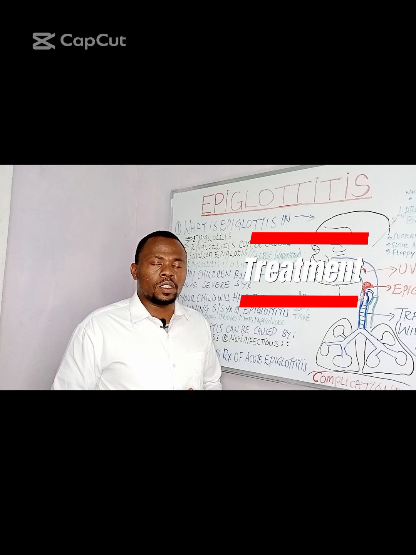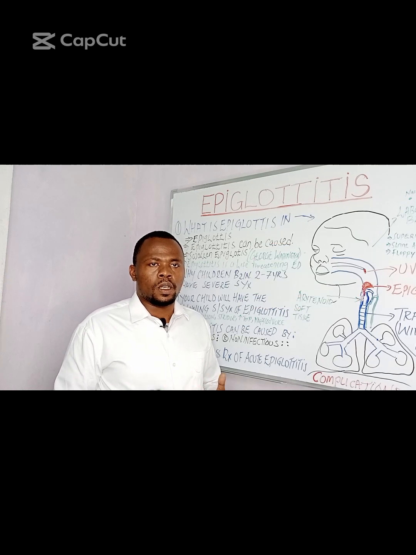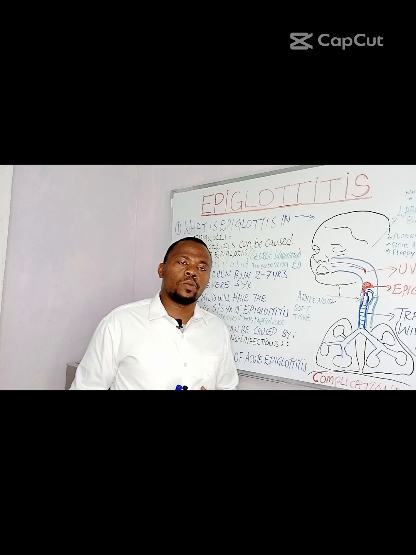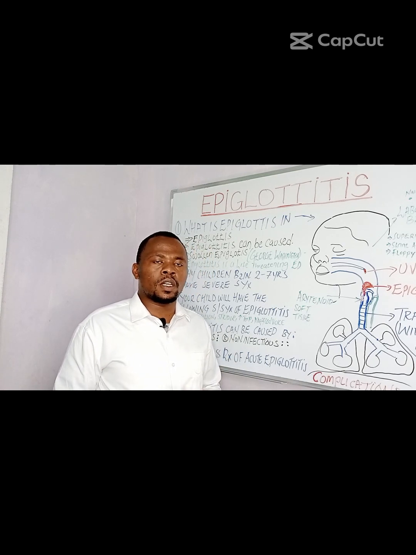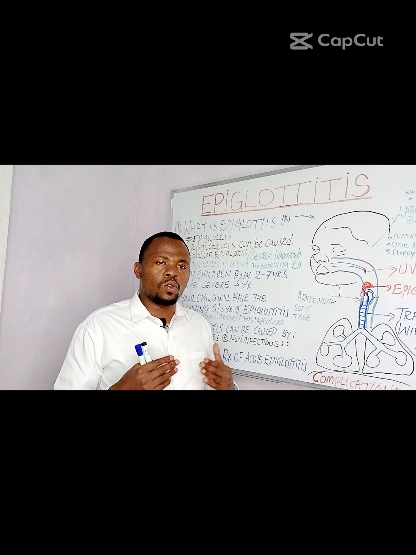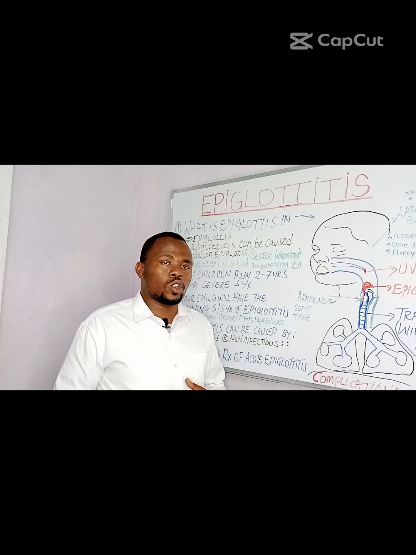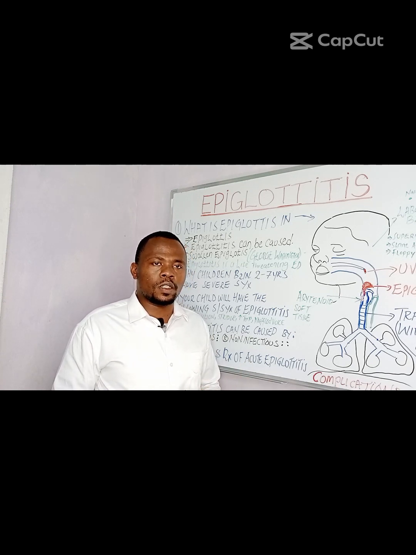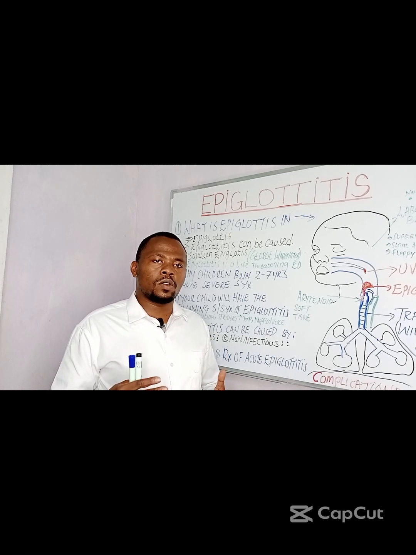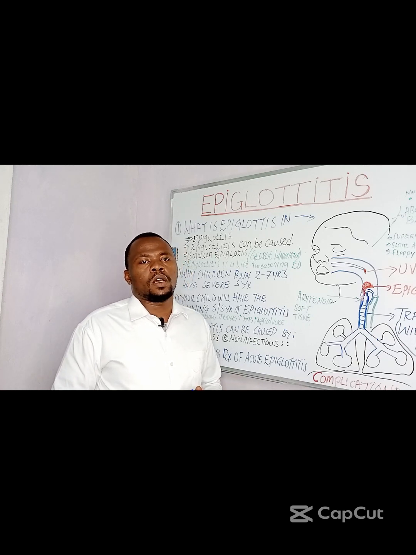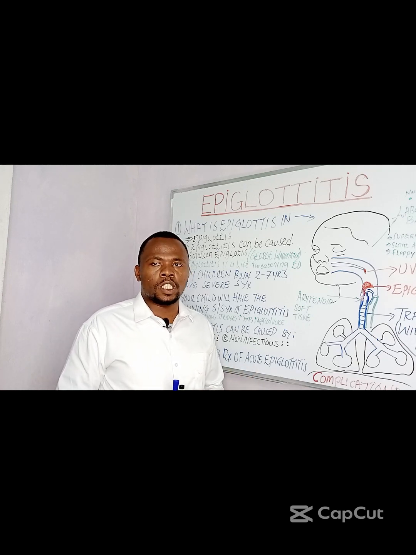Treatment of epiglottitis can be through, one, intubation. Intubation is the insertion of a tube through the airway into the trachea that can help in ventilation. We also have a procedure we call tracheostomy. Tracheostomy is a minor surgical operation where you put a hole into the trachea and a tube allowing breathing. And lastly, you can give broad spectrum antibiotics.